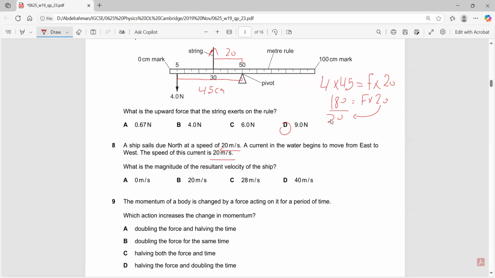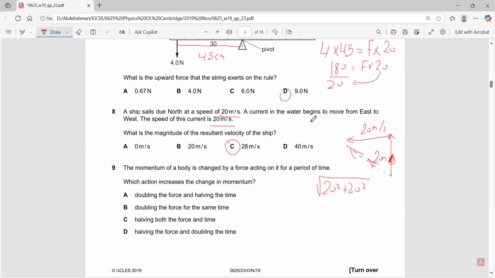Can I solve this question? Yes. The ship is moving north at 20 meters per second, and there is a current moving from east to west at a velocity of 20 meters per second. Can I find the resultant velocity? Yes. Square root of 20 squared plus 20 squared, using the Pythagorean theorem. This would be 28 meters per second.